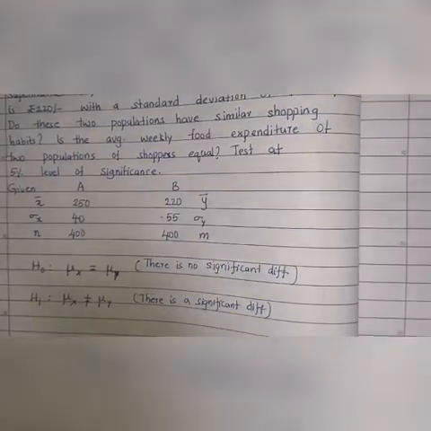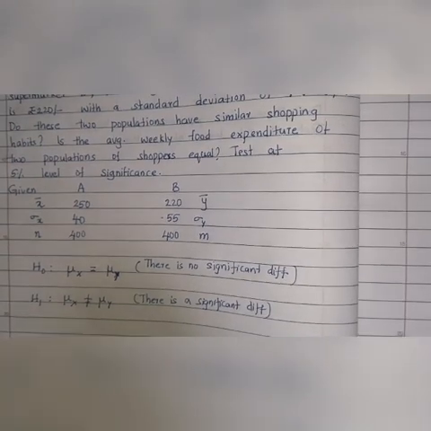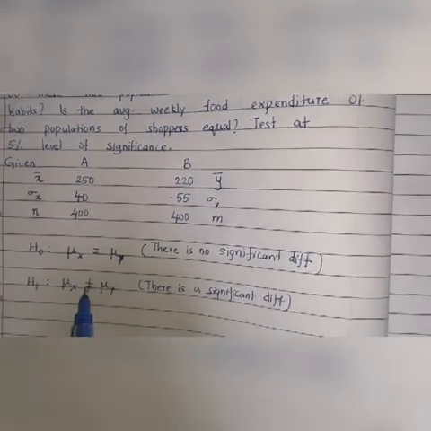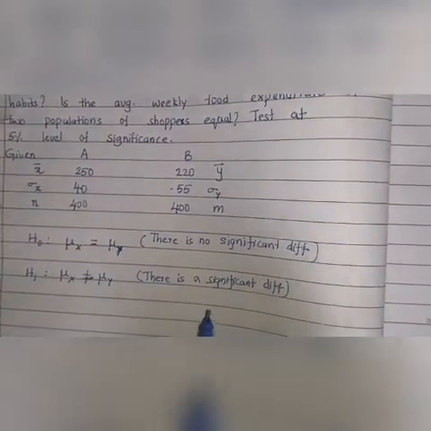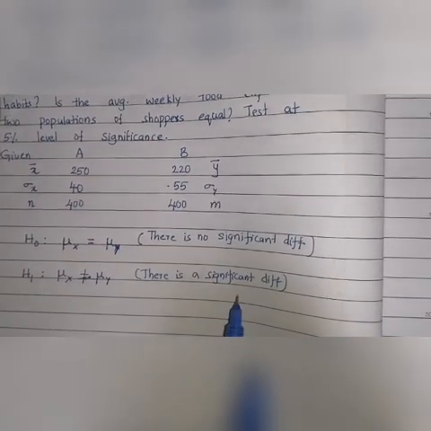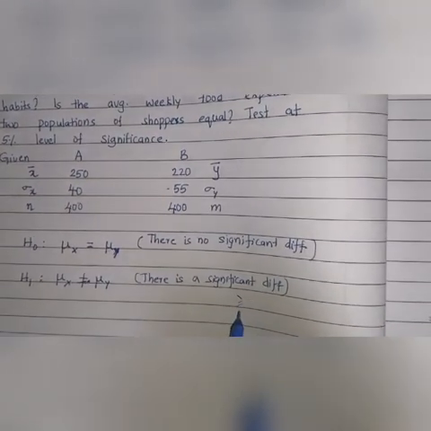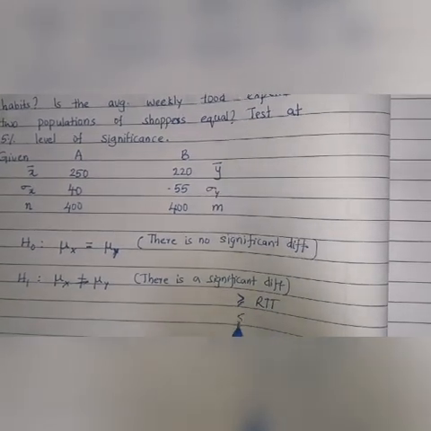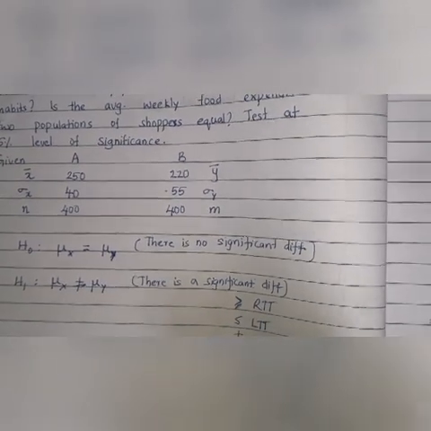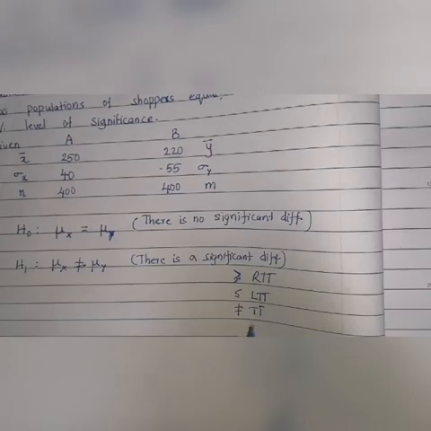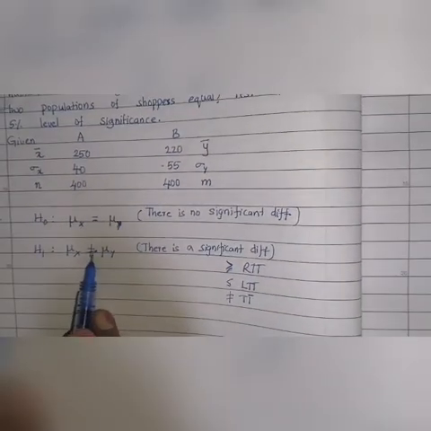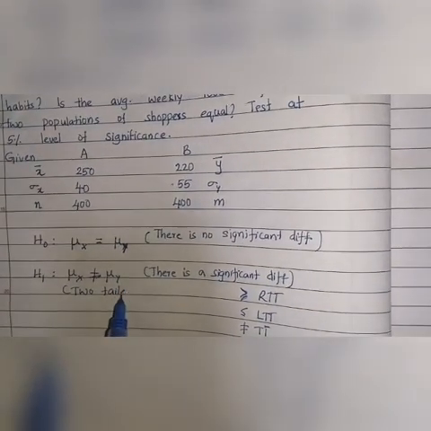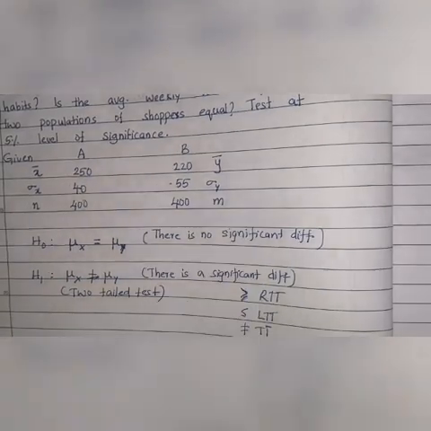Now in the same step we have to decide if it is a one tail test or two tail test. If you look at this symbol here, it is not equal to. If you remember the last video, if it is greater than in the alternate hypothesis, then you use right tail test. If it is less than, you use left tail test. If it is not equal to, then we use a two tailed test. Now this part is done.